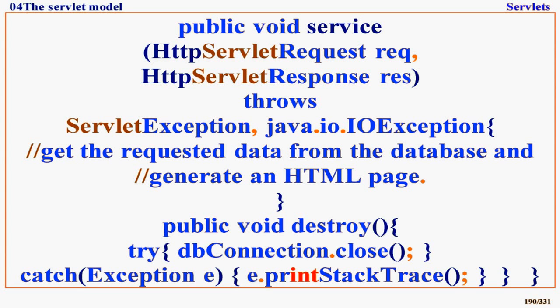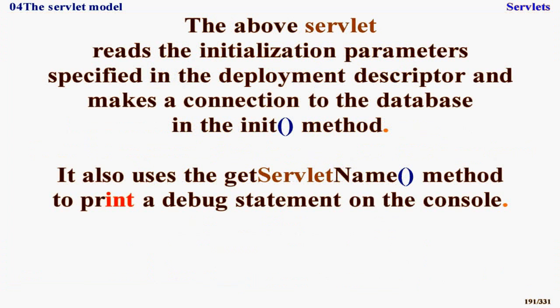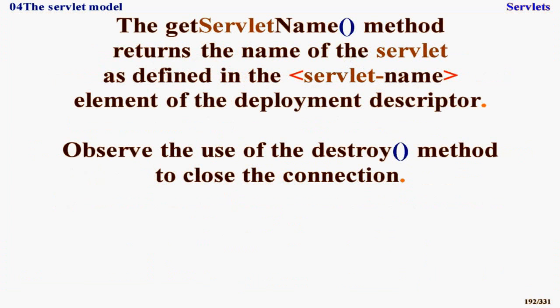public void destroy() { try { dbConnection.close(); } catch (Exception ee) { ee.printStackTrace(); } } The above servlet reads the initialization parameters specified in the deployment descriptor and makes a connection to the database in the init method. It also uses the getServletName method to print a debug statement on the console. The getServletName method returns the name of the servlet as defined in the servlet-name element of the deployment descriptor. Observe the use of the destroy method to close the connection.